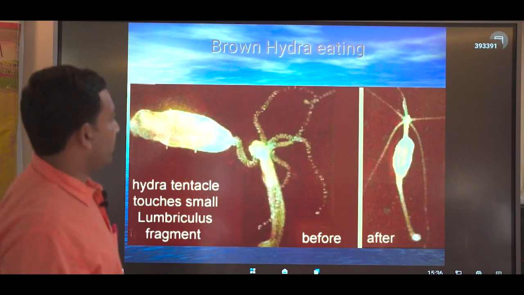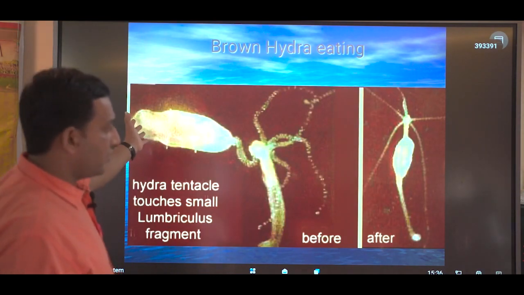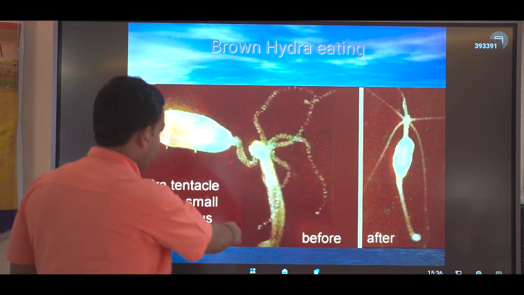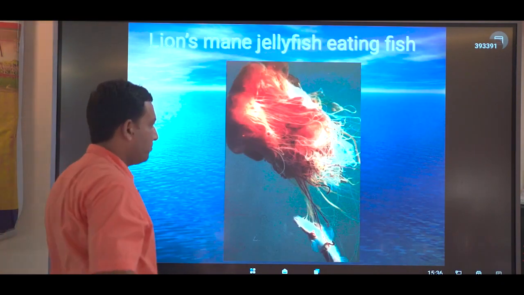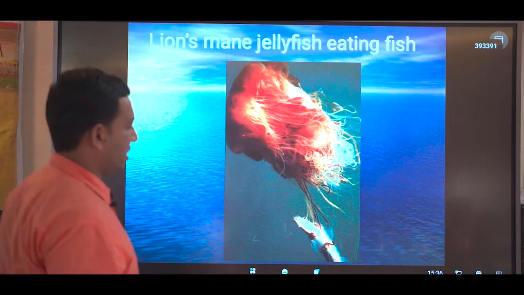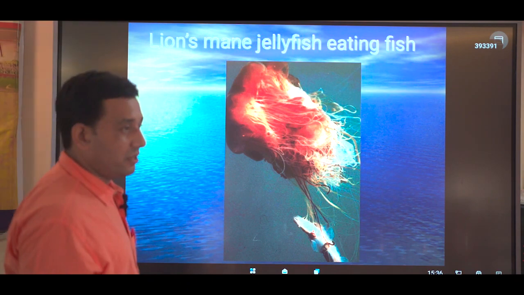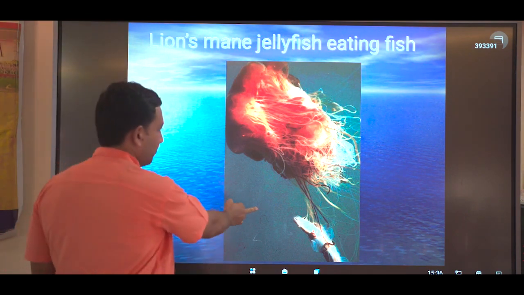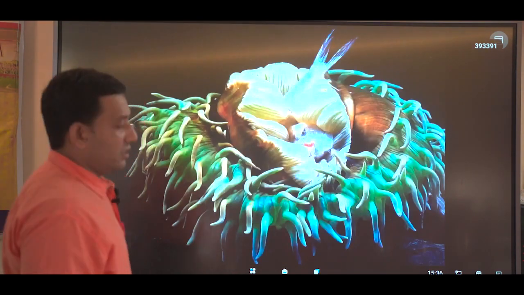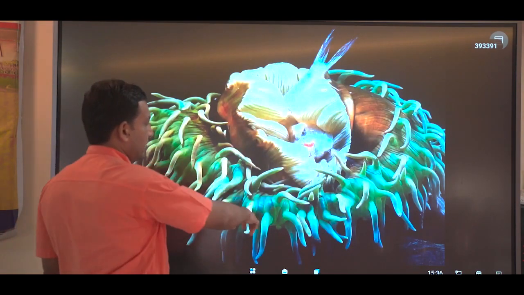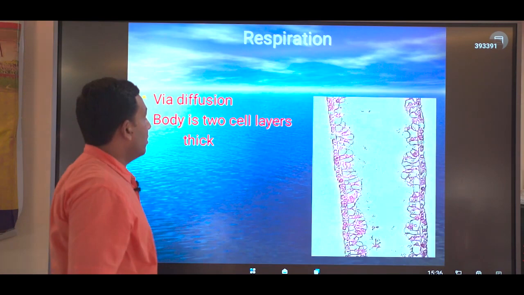So the digestive system is incomplete. Here you can see a hydra taking a zooplankton as food. Here again, a jellyfish has entangled a fish, which it will paralyze and then take in. Another sea animal is taking a fish; here you can see the half-ingested fish in the sea animal.